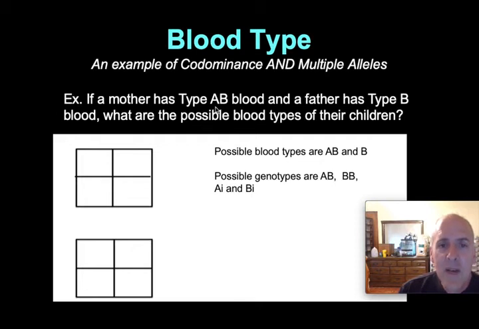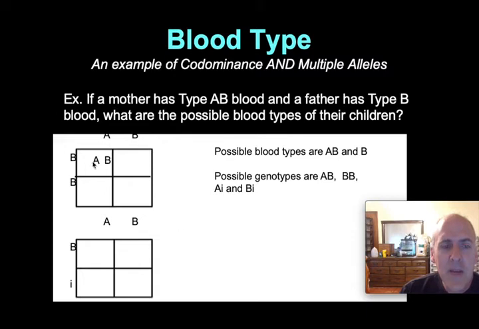Okay, so type AB, that's easy enough for the mother. The father, though, has type B. So he could be homozygous or heterozygous. So he can be homozygous, two Bs, or he could be heterozygous, B and the i for the type O blood. Okay? It's confusing they don't use O, but this is what people have always used. I actually don't remember what it stands for.